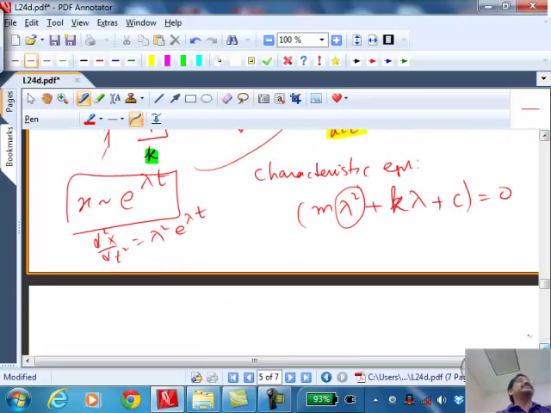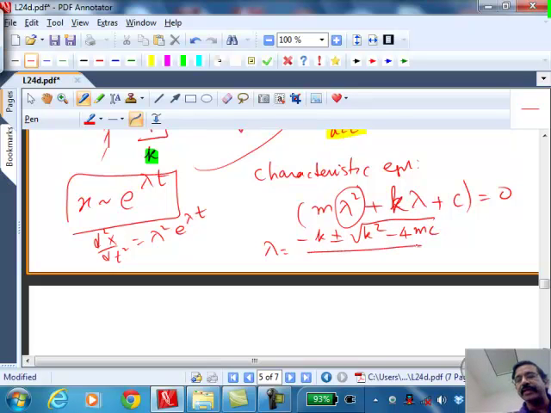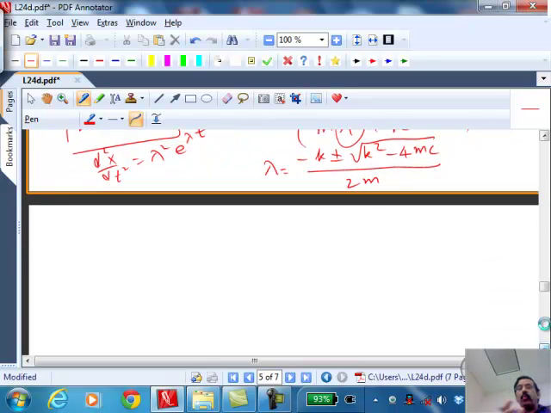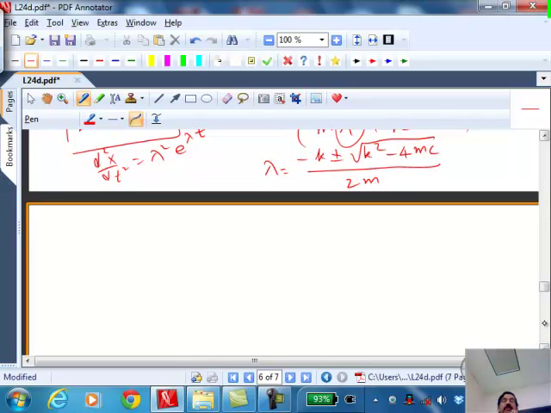Okay. So it's a quadratic equation that you can solve. The roots are going to be lambda equal to minus c plus or minus square root of c square minus 4mk, divided by 2m. So there are two roots, plus and minus. And what I want you to think about now is, if these two roots are widely different in magnitude, then we have a stiff differential equation. So under what condition will they have widely differing magnitude?